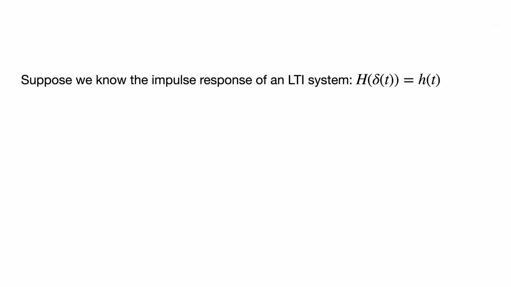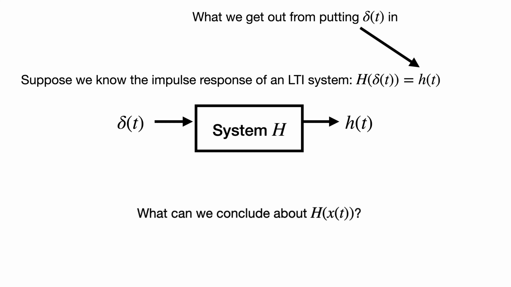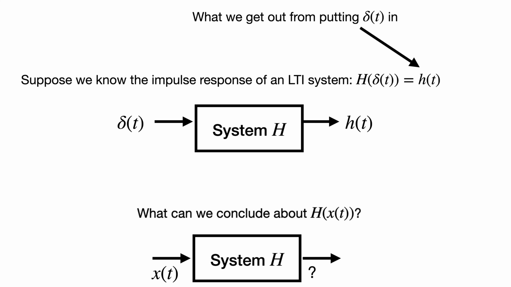Now, suppose we have an LTI system H, and suppose further that we know its impulse response. We know how the system responds when we put an impulse in. What can we then conclude about H of x of t? So knowing the system's impulse response, what can we know about H applied to some arbitrary input?